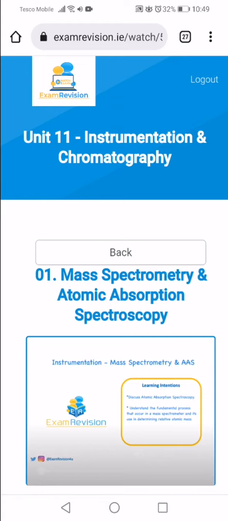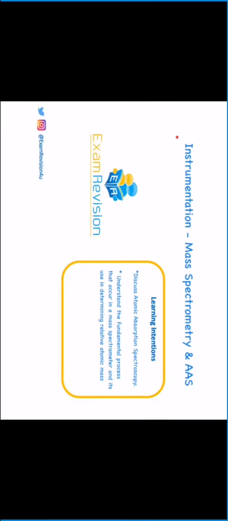Welcome to this video. Today we're going to focus on instrumentation, specifically mass spectrometry and AAS. AAS stands for atomic absorption spectroscopy, and we want to understand the fundamental processes that occur in a mass spectrometer and its use in determining the relative atomic mass of a substance.